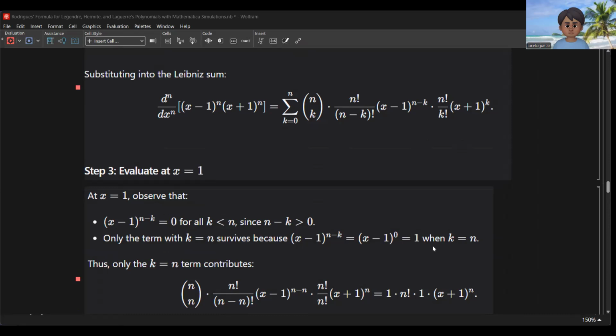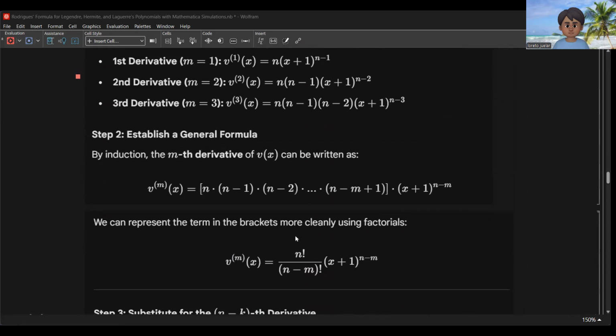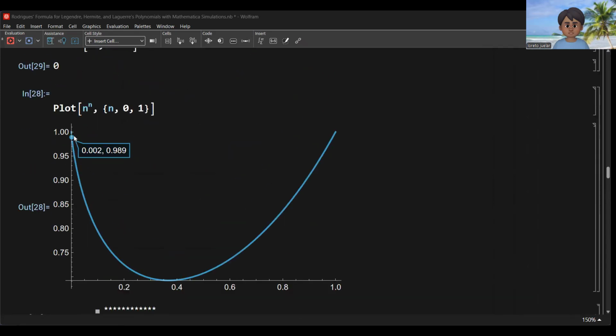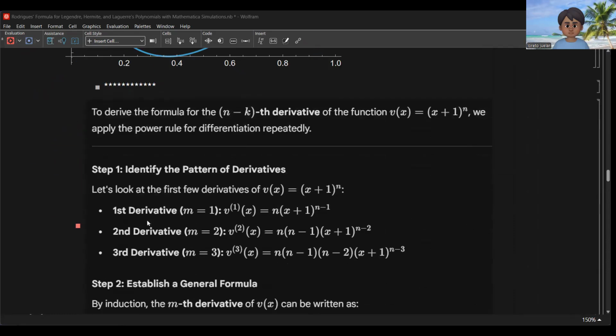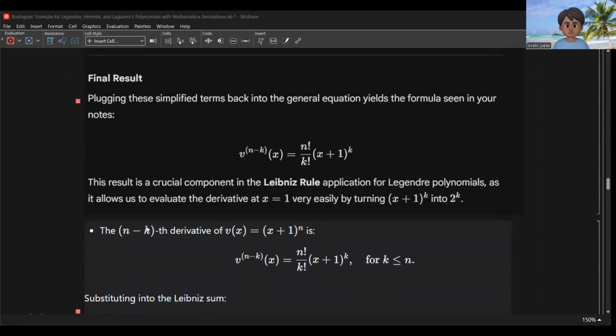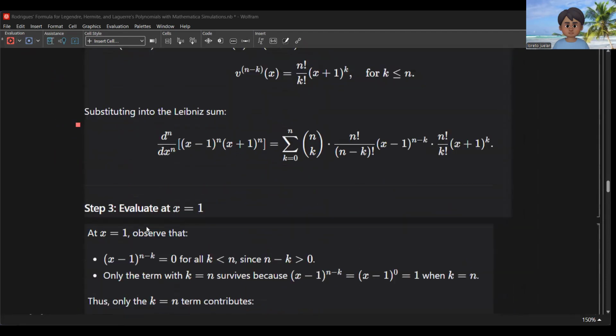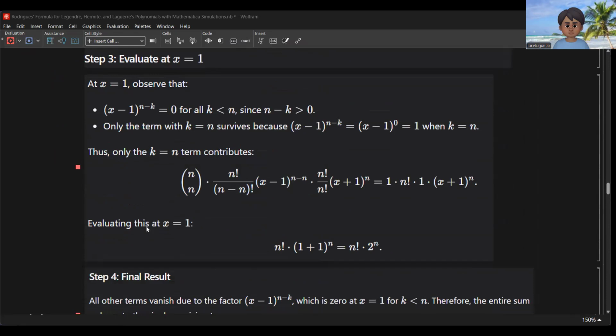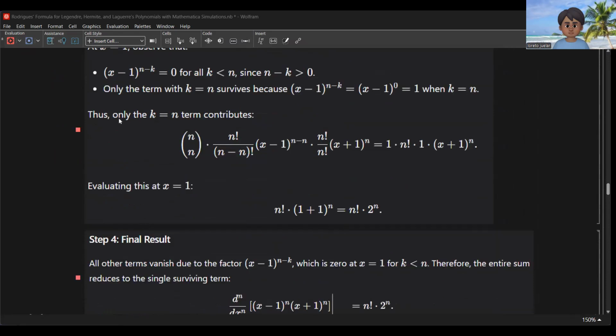So it is geometrically shown by this graph. We have a plot here of x minus 1 to the n, and as the exponent approaches 0 this becomes 1. So only the k equal to n term contributes here. So we have the evaluation of this at x equal to 1.